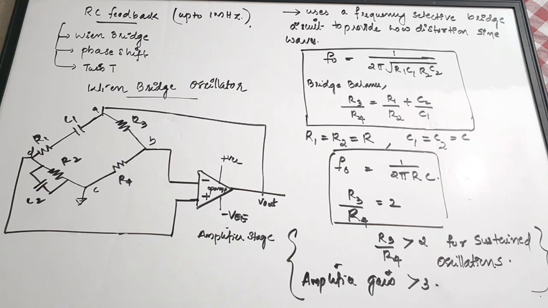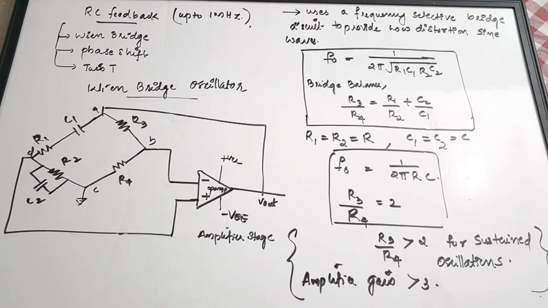Okay, I hope the concept is clear. Also, the minimum gain of this amplifier stage should be greater than 3, or it should be minimum 3. So the amplifier gain should normally be greater than 3. These are the important concepts of a Wien bridge oscillator. I hope the concept of Wien bridge oscillator is now clear to you.